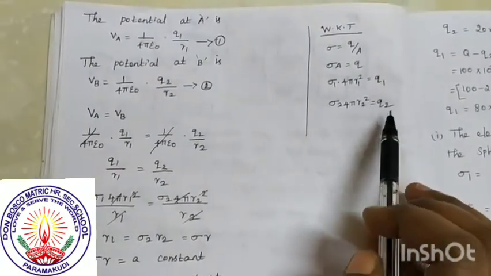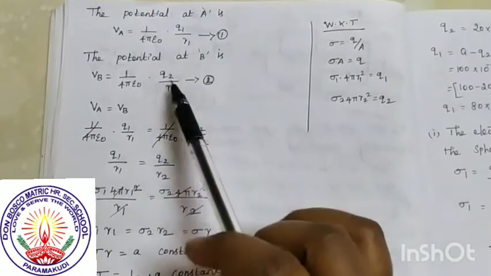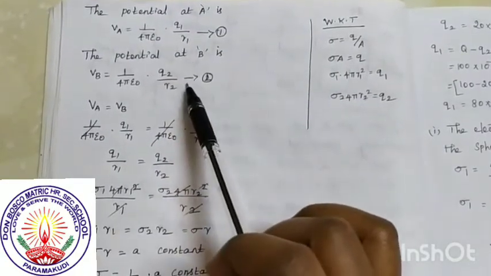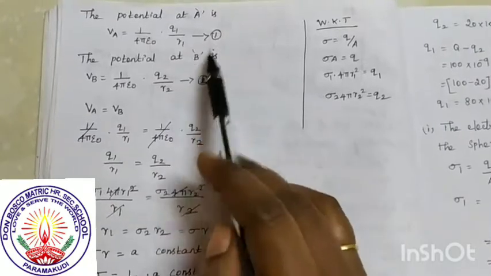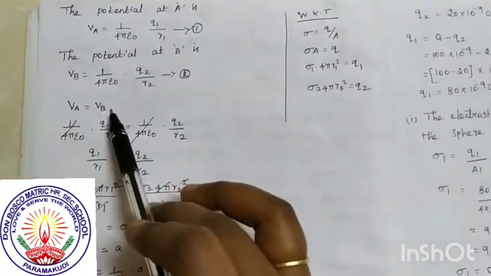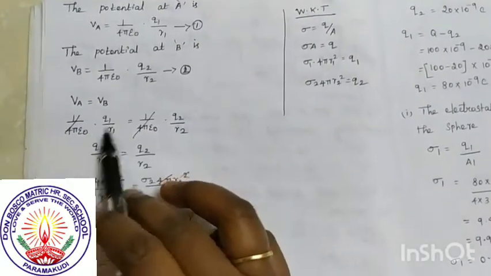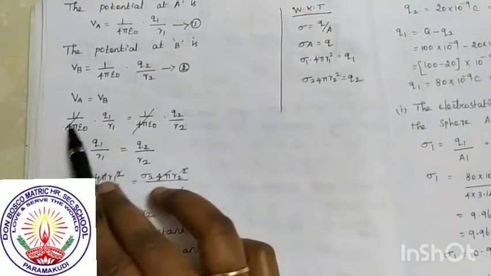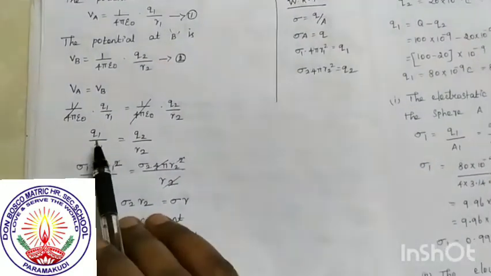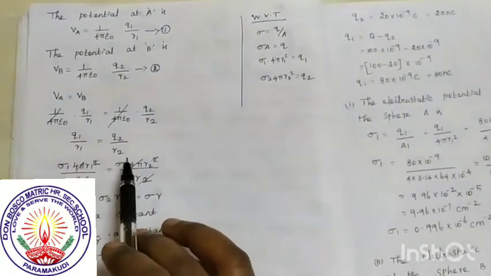So you know the values of charges Q1, Q2. What is the formula? We have to substitute this equation, and for the second term we have to substitute this equation. The potential is same. The first potential is VA, the second potential is VB. Both are equal, so equate these two terms. The common terms get cancelled. Remaining term Q1 by R1 is equal to Q2 by R2.